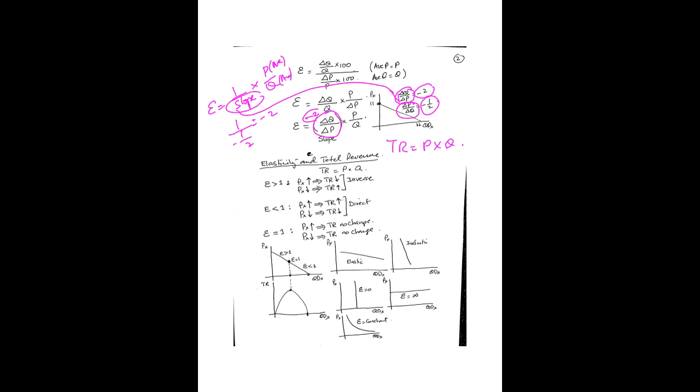Although I did not put an absolute sign, it's a positive value. So we are just ignoring the negative sign. If the absolute value of the elasticity of demand is greater than 1, that is elastic. What would happen to total revenue, not quantity demanded, if price increases or decreases? I know quantity demanded will increase more than the increase in prices, but we want to see how total revenue changes if price increases or decreases.